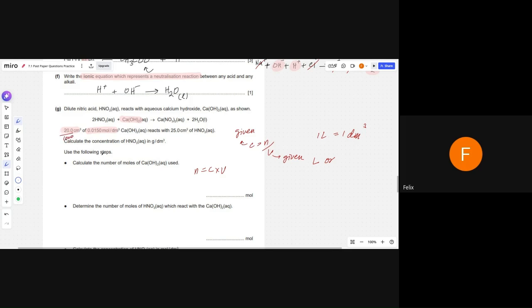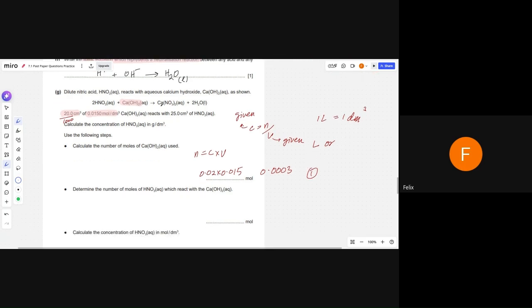So when you divide it by 1,000, and when you multiply, let me write down the whole thing. When you solve this, you are going to get 0.02 times 0.015, you're going to get 0.0003. So that is answer one. You're going to get 1 mark.